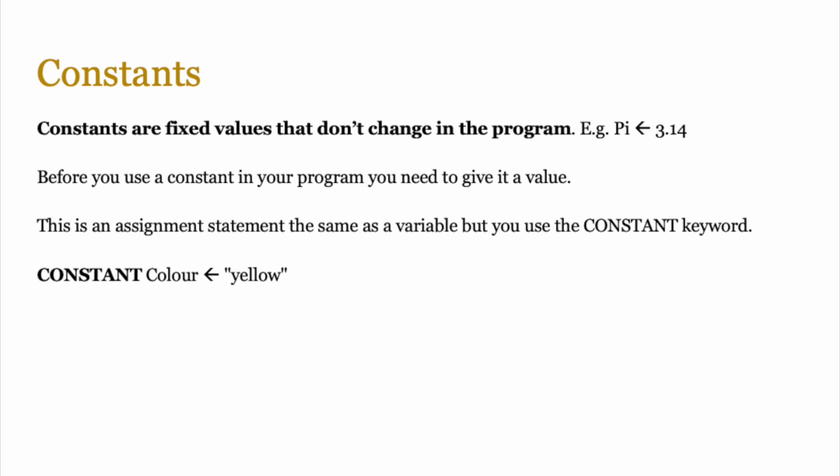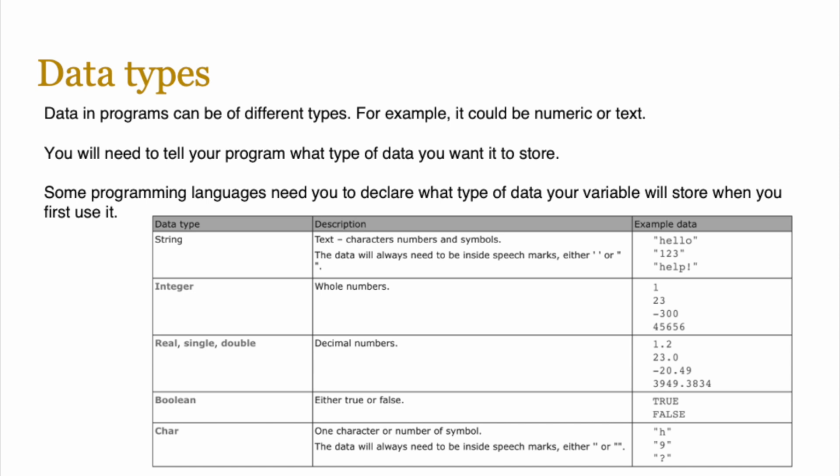For example, you could have a number, which can be an integer or a decimal number. Data in programs can be of different types. It could be numeric, it can be text, it can be Boolean, it can be date. You will need to tell your program what type of data you want it to store. So in some programming languages, you need to declare the data type before you can store data.